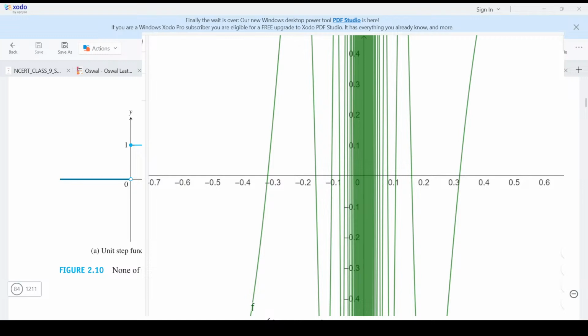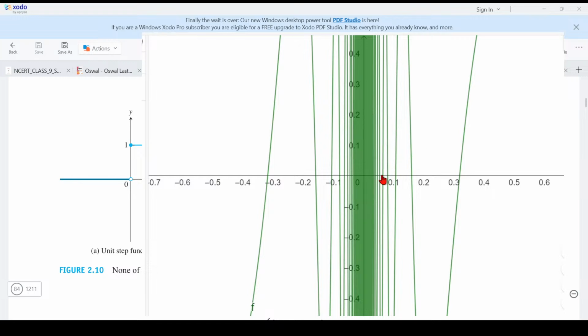Because there are a lot of 2 pi multiples between, let's say, 1 by 0.1, which is 10, and 10 is roughly 3 pi, right? And 1 by 0.01, that is 100. Agreed? So there will be some 15 2 pi's, since 2 pi is 6 point something, right? So between 0.1 and 0.01, it would have got some 15 cycles.